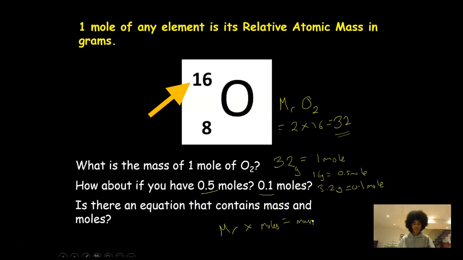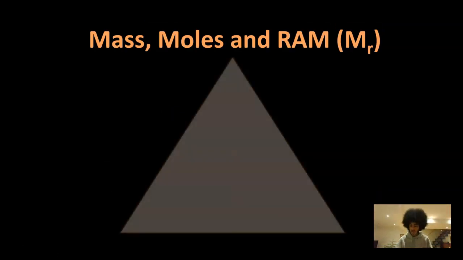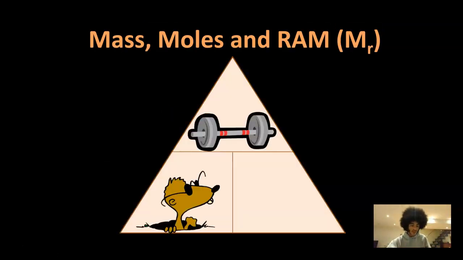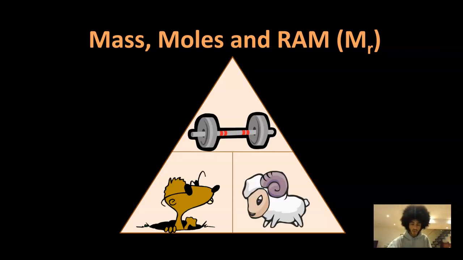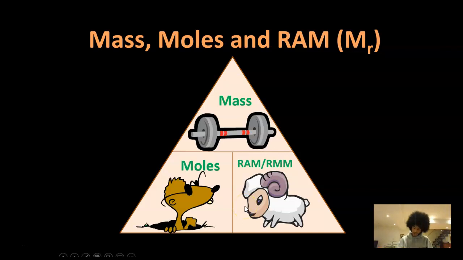Now this quite nicely leads us onto the equation that links all three, and we can put it as an equation triangle. So the equation triangle looks as follows. At the top you've got your mass, at the bottom left you've got your moles, bottom right you've got your MR, your RAM, as so. And then from this equation triangle, you can work out your three equations. Now what we've just been using is mass equals moles multiplied by MR, or RAM, relative molecular mass, whichever one you want to use.